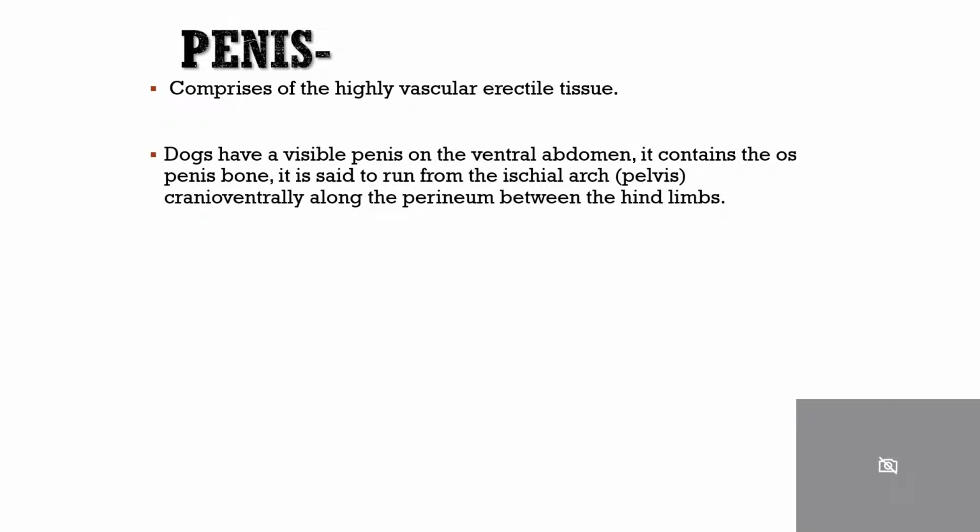The penis comprises highly vascular erectile tissue. Dogs have a visible penis on the ventral abdomen. It contains the os penis bone and is said to run from the ischial arch of the pelvis, cranioventrally along the perineum between the hind limbs. As you saw within the picture in one of the earlier slides, the male cat actually has the penis not visible in the same way as the dogs, and that showed you how it was situated on the body.